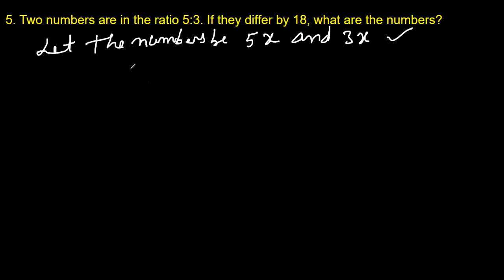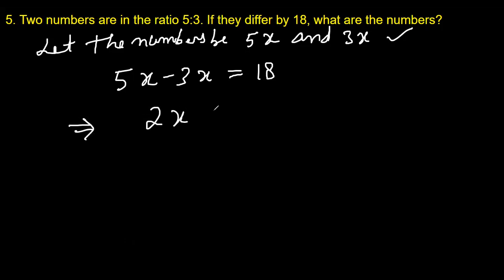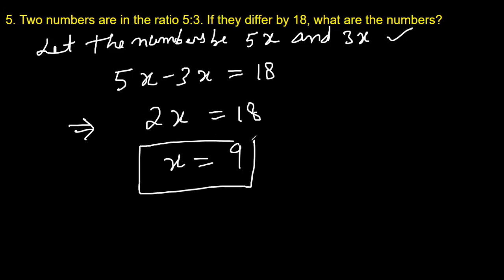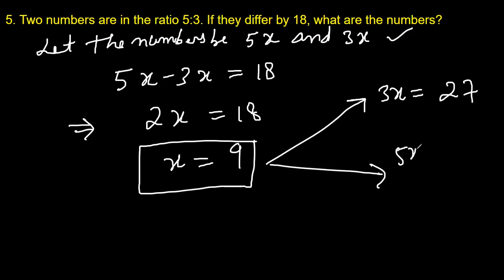Their difference is 18. So you see how easily you are getting this. You can see here 5x minus 3x is going to be 18. That means 5x minus 3x is 2x. This implies 2x is equal to 18. If 2x is 18, x is 9. Precisely, you come to the answer now. Your numbers were 3x, which means 3 into 9, that is 27. And your 5x would be 5 into 9, 45. So you can say your numbers are 45 and 27.